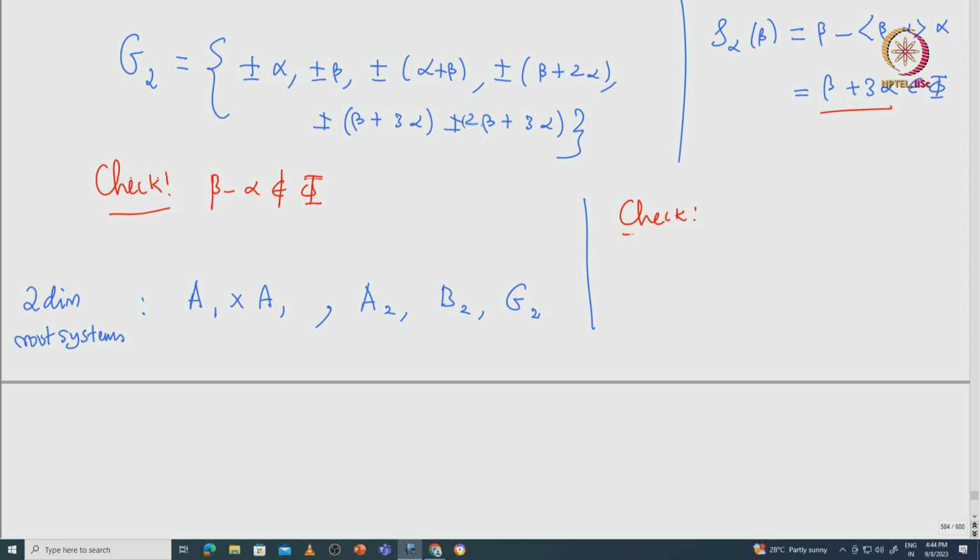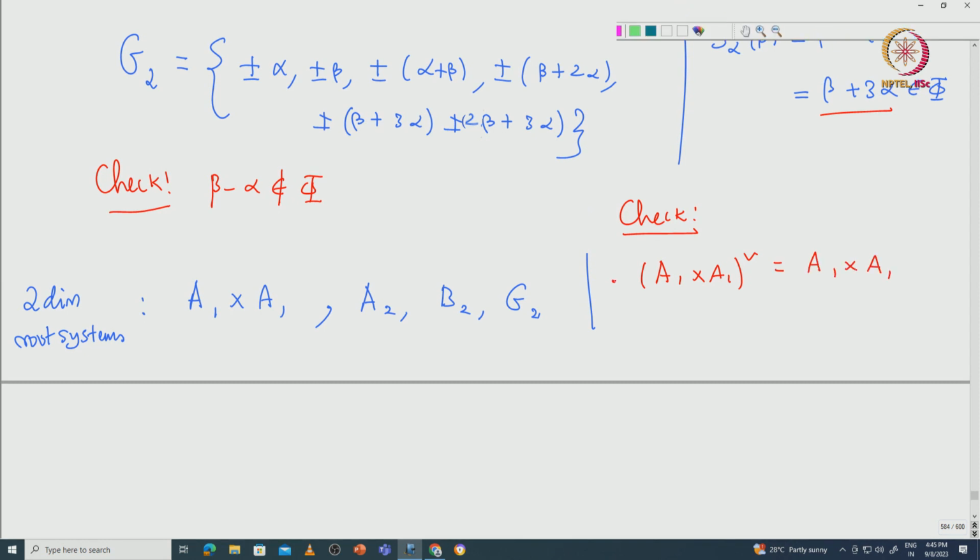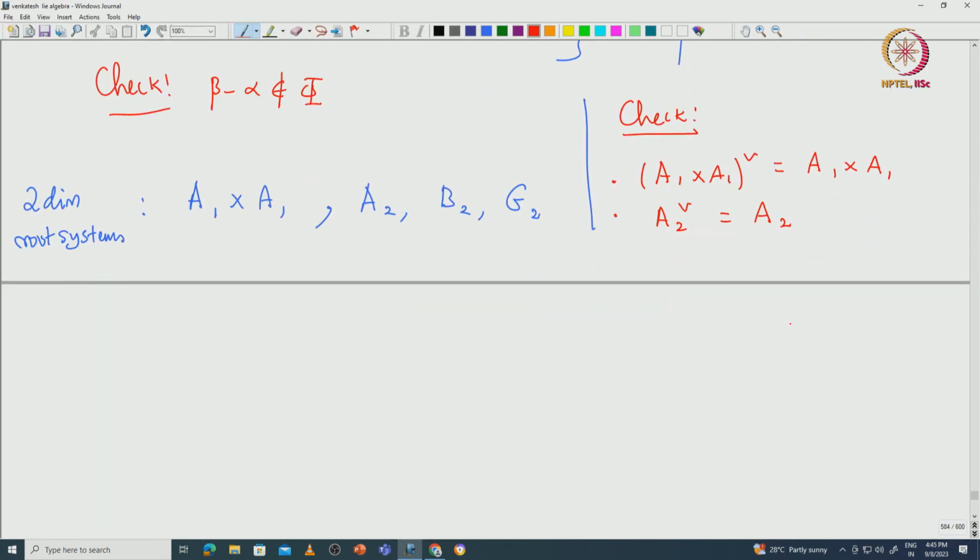Check. We can talk about the dual root system of all these, because for any finite root system we have the dual root system. Since the dimension of E is 2, the dual root system will also be a 2-dimensional root system, but we just saw that these are all the only 2-dimensional root systems. So, that means if we take the dual of A1 cross A1, that is going to be isomorphic to A1 cross A1, and if we take the dual of A2, that is going to be isomorphic to A2. If we take the dual of B2, that is going to be isomorphic to B2.